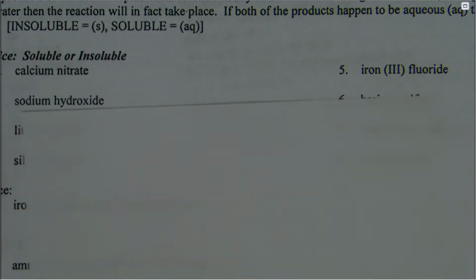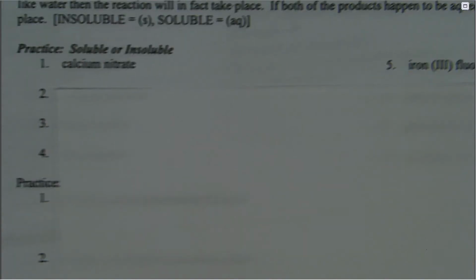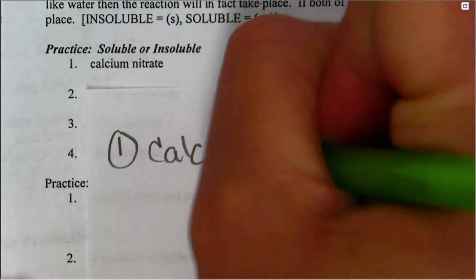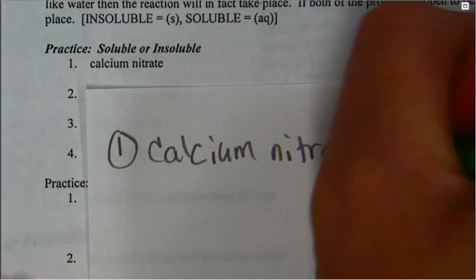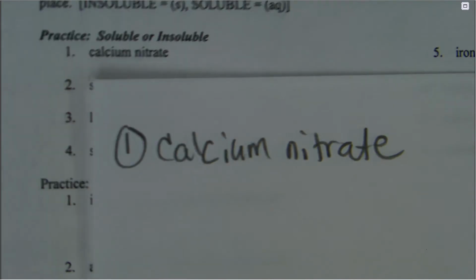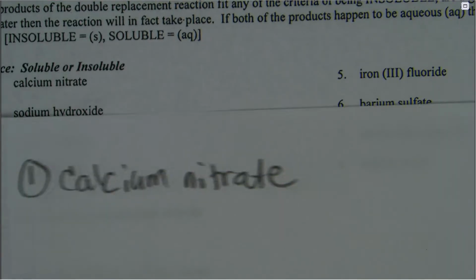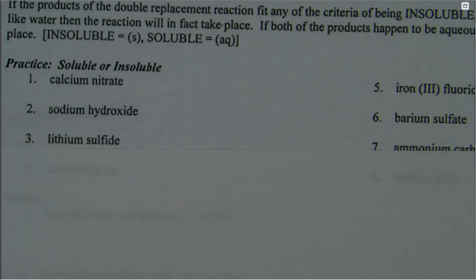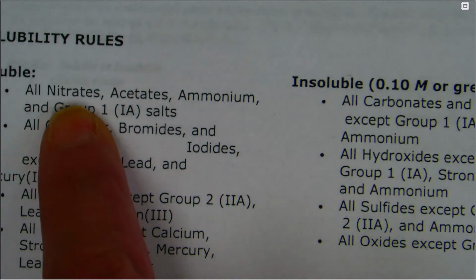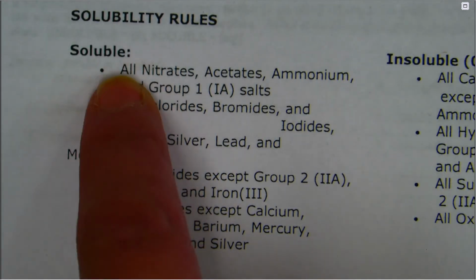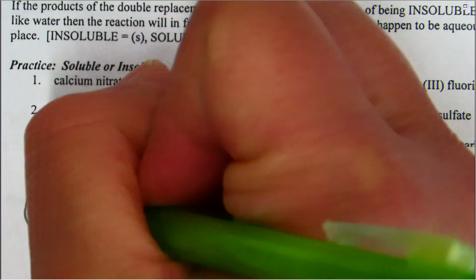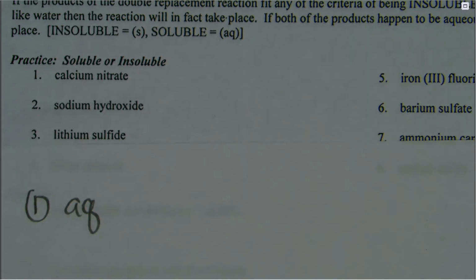All right. So let's look at calcium nitrate. I guess I don't really need to write it out because you guys copied it down when you answered it. Okay, so calcium nitrate, here we go. All nitrates are soluble. There is no exception to that. So number 1, calcium nitrate is going to be soluble, which we're going to write AQ, aqueous.